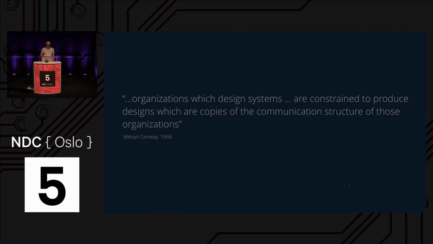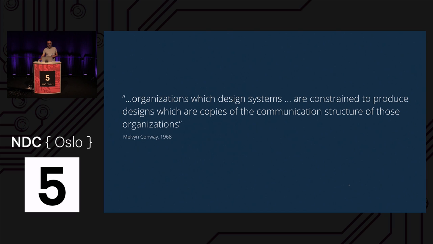So this is an excerpt from the original paper that Melvin Conway wrote. Organizations which design systems are constrained to produce designs which are copies of the communication structures of those organizations. In essence, this is an information theory thing. What Melvin Conway is saying is the way we build our software is defined by how we communicate with people on our teams and externally to our teams.